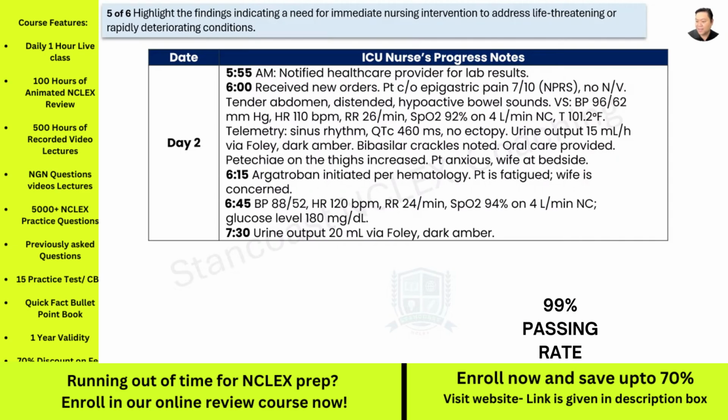6:15. Argatroban initiated per hematology. Patient is fatigued. Wife is concerned. 6:45. Blood pressure 88/52. Heart rate 120. Respirations 24 per minute. Saturation 94 on 4 liters per minute nasal cannula. Glucose level 180. Urine output 20 mL via Foley, dark amber.